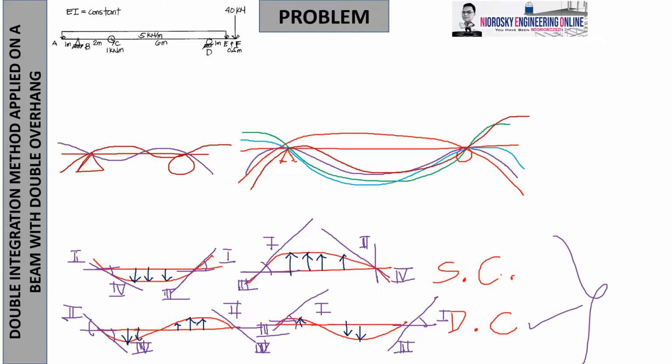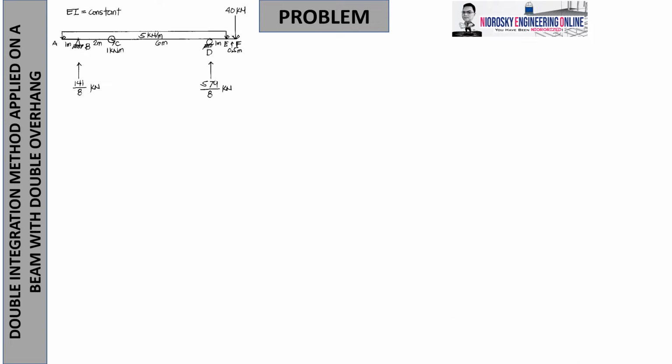Now, if this is what we call a determinate beam, then we can calculate for the beam reactions. So, the vertical reactions at B and D will be like this using statics. So, we will have the two reactions. You can calculate using statics by performing sigma moment at D equals 0. You will get reaction at B vertical 141 over 8 kilonewton. And performing sigma Fy or taking moment at B equals 0, then you will get the value 579 over 8 kilonewton.